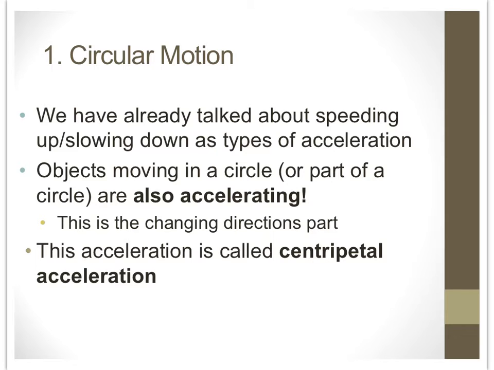So now we're going to look at situations where objects are traveling in a circle, or at least in part of a circle, and changing directions. Maybe it's a quarter circle, maybe it's a semicircle, it could be a full circle, but they're going to be traveling in some portion of a circle. And when they do that, they're undergoing the changing directions type of acceleration. We call this kind of acceleration centripetal acceleration, and we'll talk about what that means in a second.